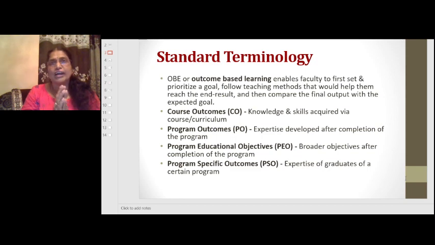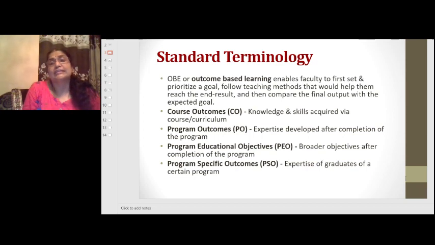Why is Bloom's taxonomy important in the teaching learning process? How the teacher has to set the question paper or make the students understand the concept is based on this Bloom's taxonomy. Now, certain terminology you have to know while understanding Bloom's taxonomy. The first one we are going to learn is OBE. OBE is outcome based learning.